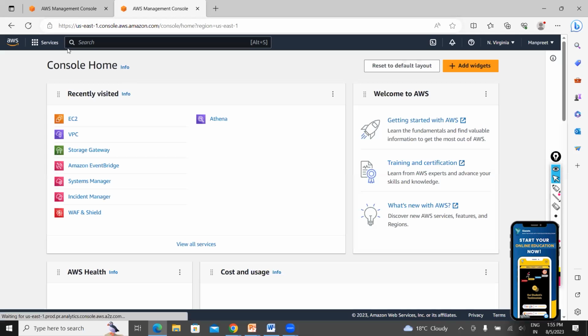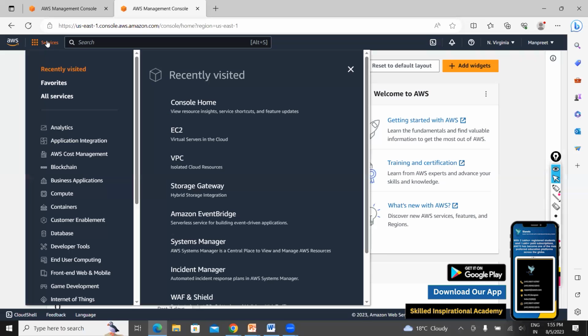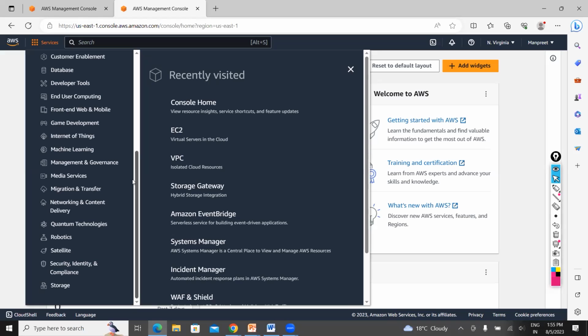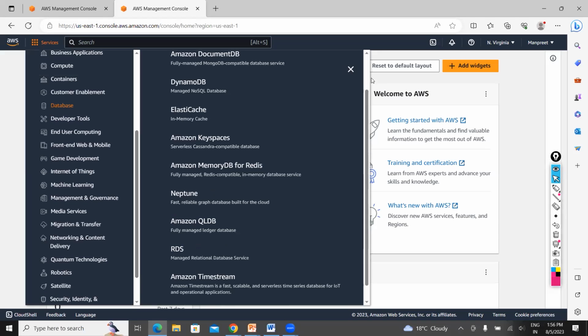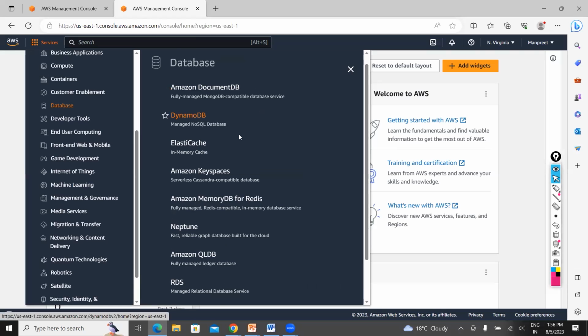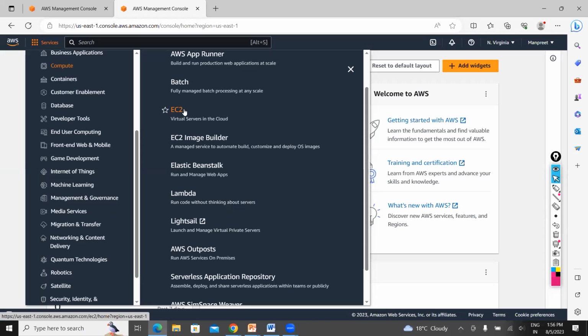Once you log in, these are the list of services AWS is providing, right? If I click on database services, these are the relational and non-relational databases: DynamoDB, ElastiCache, Keyspaces, RDS, DocumentDB, right? Similarly, if I go to compute services, it gives me Elastic Compute Cloud, Image Builder, Beanstalk, Lambda, Lightsail, right? So these are the list of services.